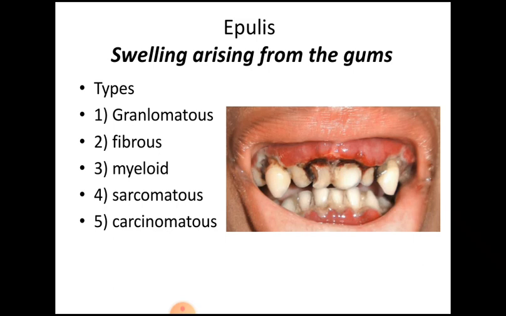The third type of epulis is the granulomatous epulis. Granulomatous epulis is a mass of granulation tissue adjacent to a carious tooth. It's caused by a carious tooth. It's a small lobulated mass, devoid of epithelial covering, red in color, and bleeds easily. Treatment is extraction of the cause, the carious tooth, and excision of the granulation tissue.